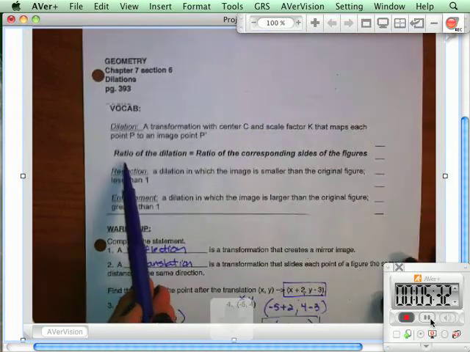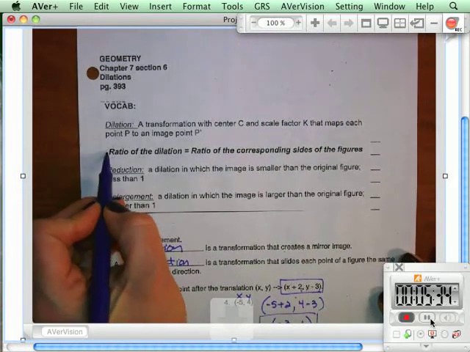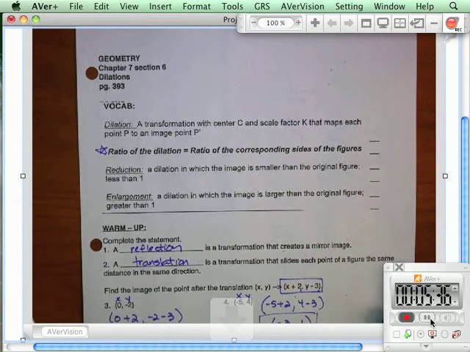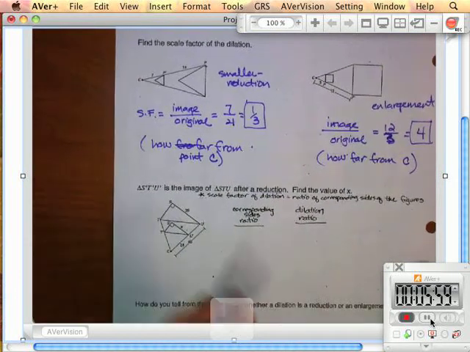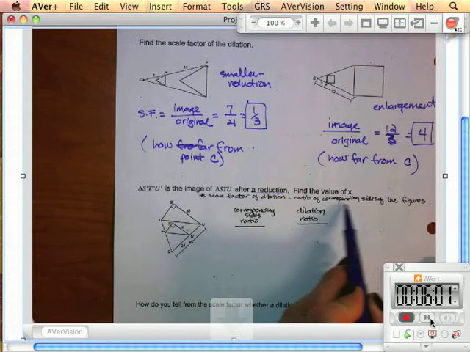The ratio of the dilation is the same as the ratio of the corresponding sides of the figures. It's just like the ratio of the perimeter is the same as the ratio of the corresponding sides. Also, the ratio of the dilation is the same as the ratio of the corresponding sides. So let's just see how that works. The scale factor of the dilation is equal to the ratio of the corresponding sides of the figures.